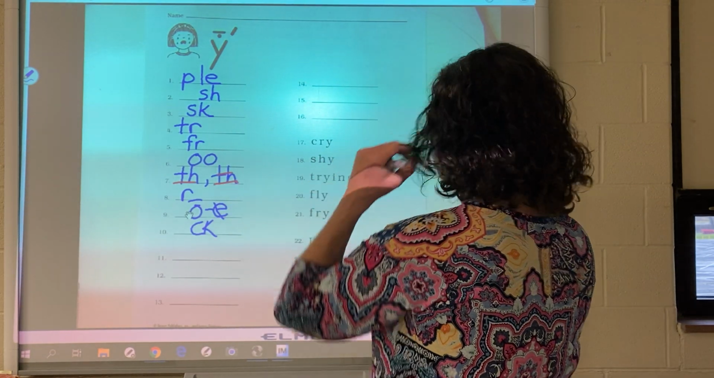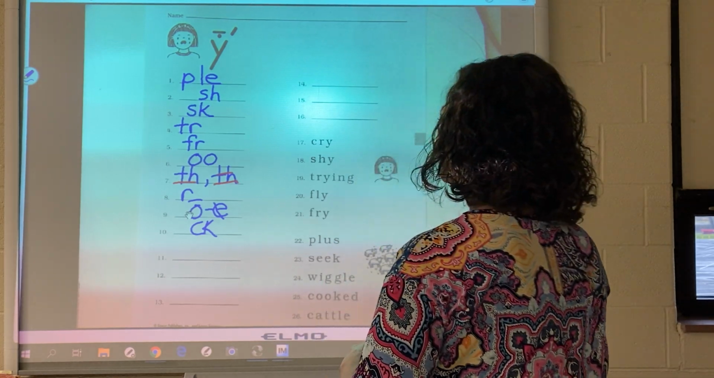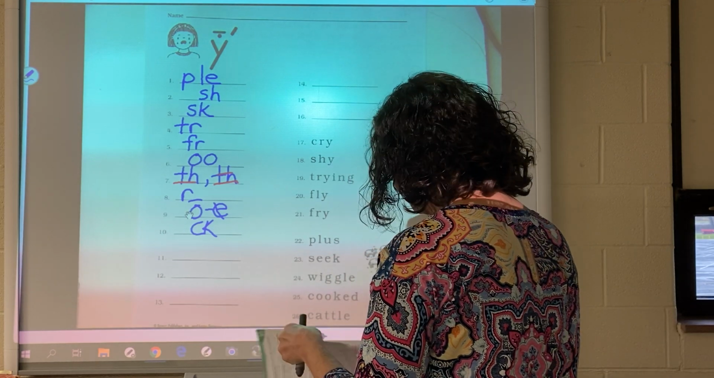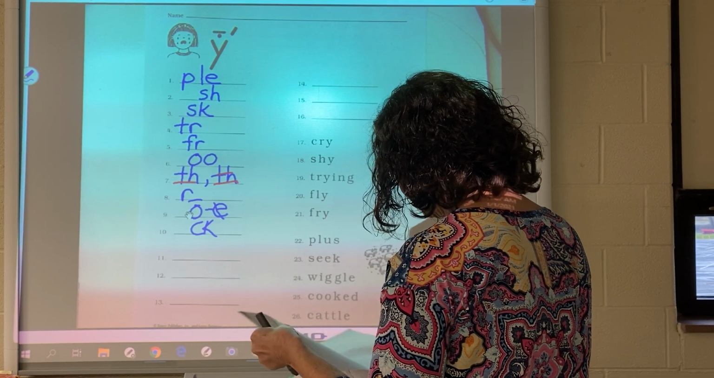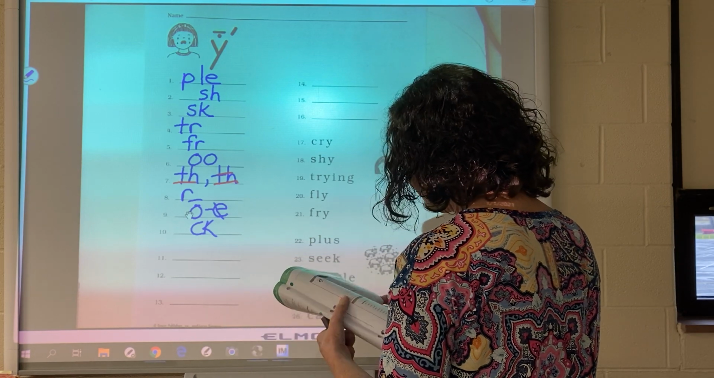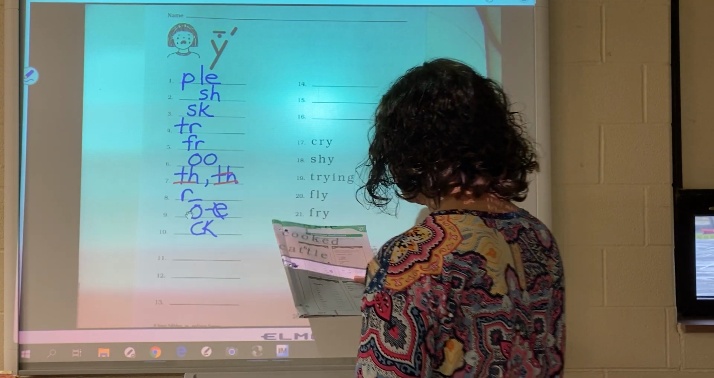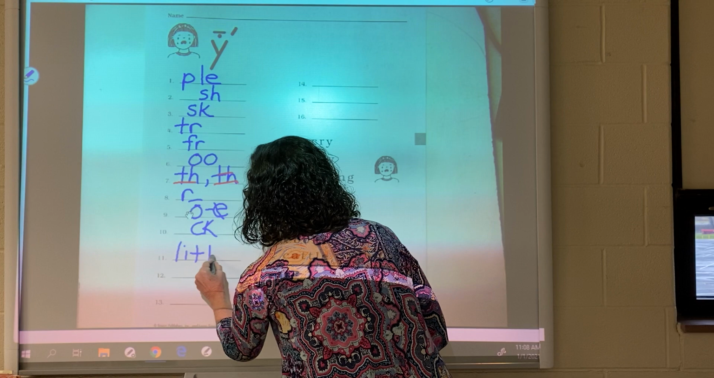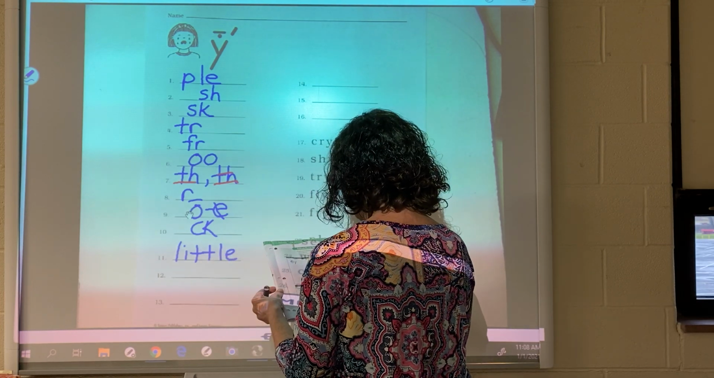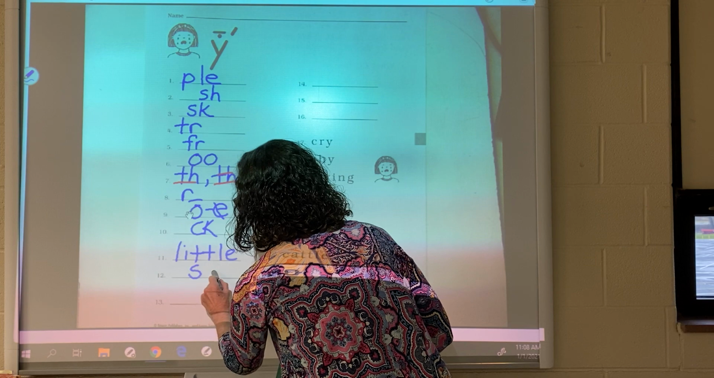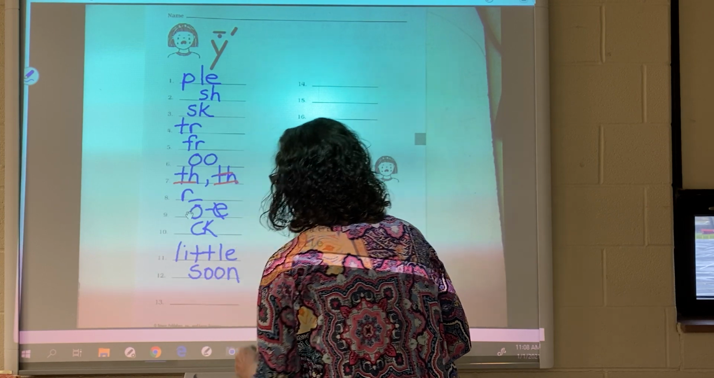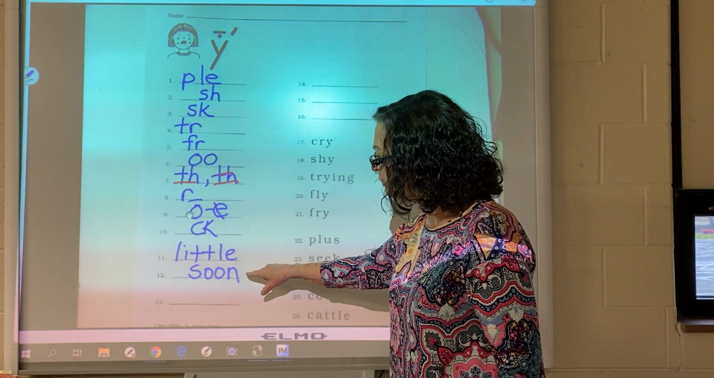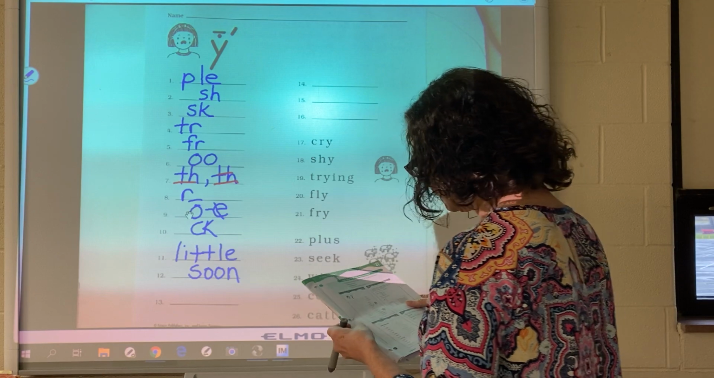All right. Now let's see what they want us to write for 11. Sometimes it's a sight word, isn't it? Today it is this word. See if you can read this at home. L-I-T-T-L-E, and then a sight word, S-O-O-N. Did you all read this word? Little. And then we have soon. Soon. That is a sight word.